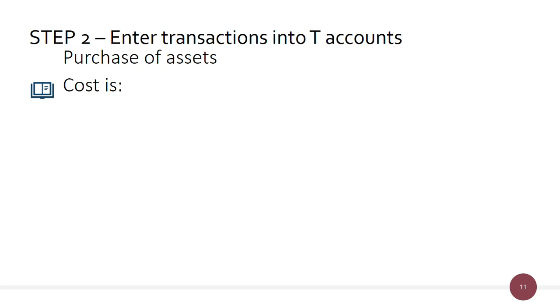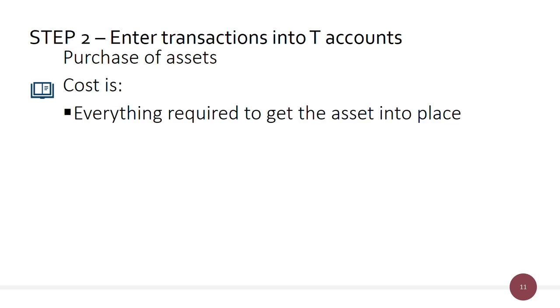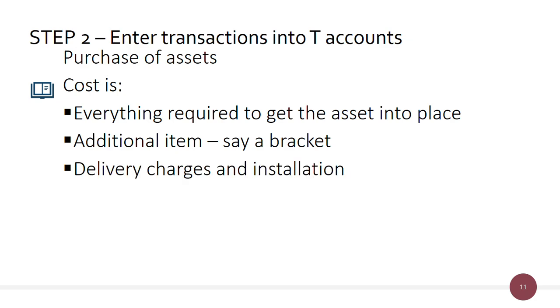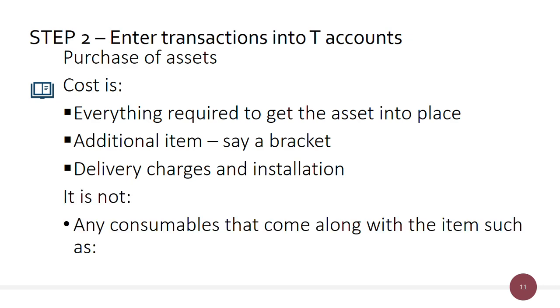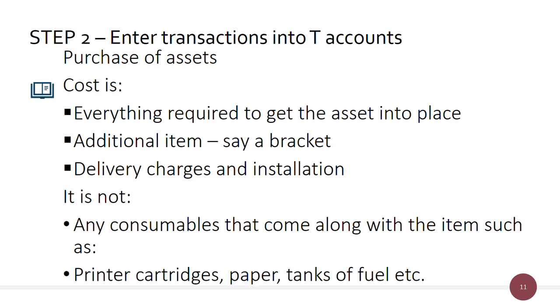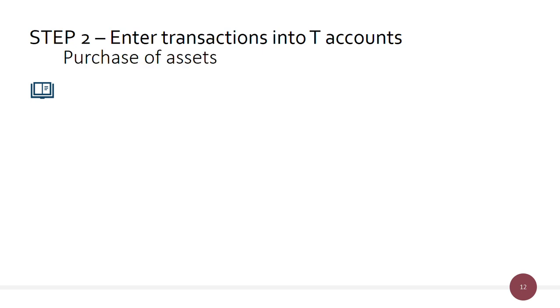So what's the purchase of the asset? This is the first question you're going to get. What is the cost of this asset? Now, the cost of the asset is going to be everything required to put the asset into place. It will include any additional items attached to the asset, like a bracket or something to put the floor right or get it stuck together. It's also going to include delivery charges and installation. But it will not include any consumables that come along with the items, such as printer cartridges, paper, tanks of fuel, etc.